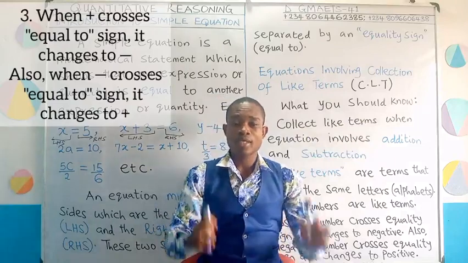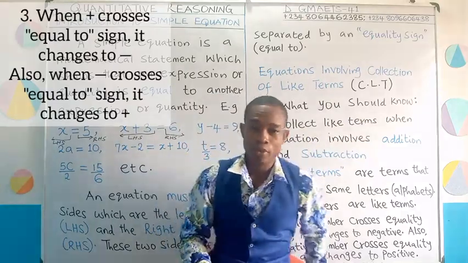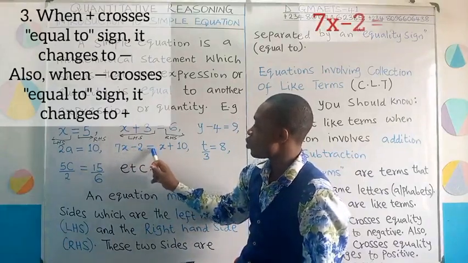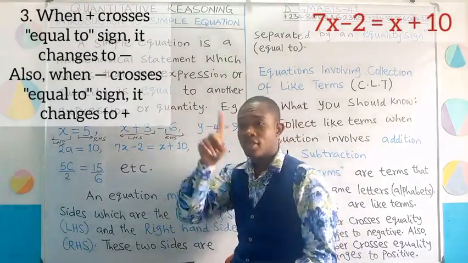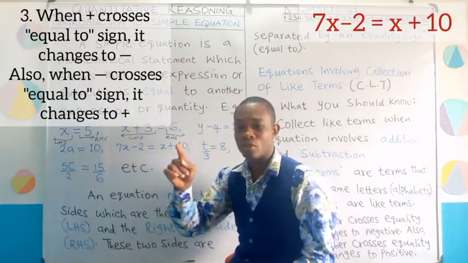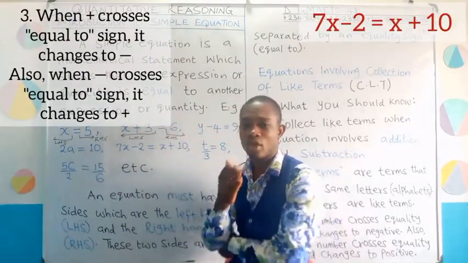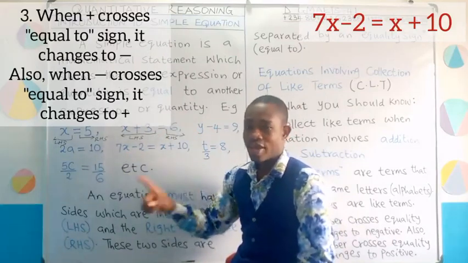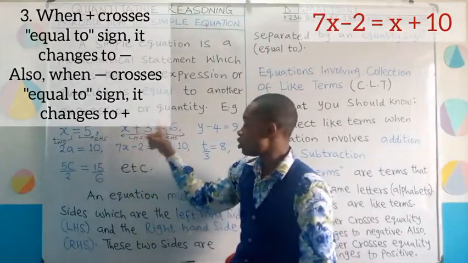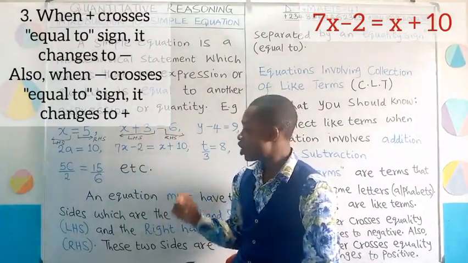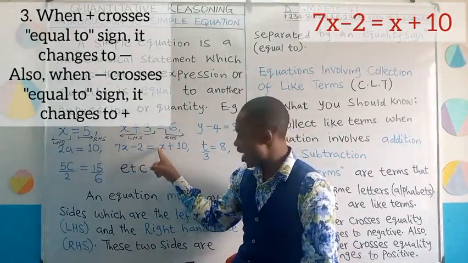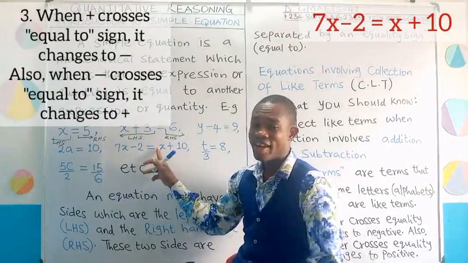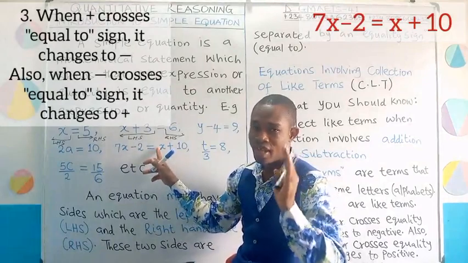I will give you a quick example. Here we have on the board, 7x minus 2 equal to x plus 10. 7x minus 2 equal to x plus 10. I told you that we have to move x to the left hand side to meet 7x. And I told you we have to move minus 2 to go to the right hand side to meet 10. If I want to move this x, here is plus x. There is no minus here. So when I give you something and there is no minus, that thing is plus.